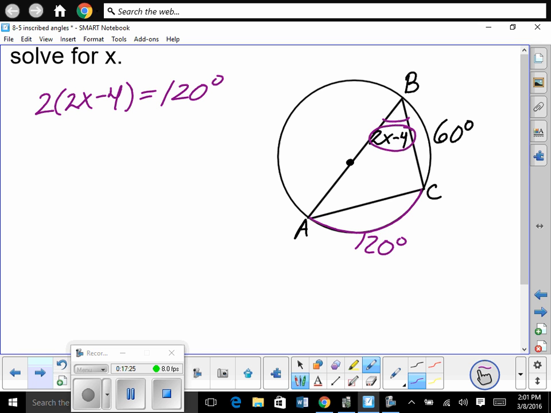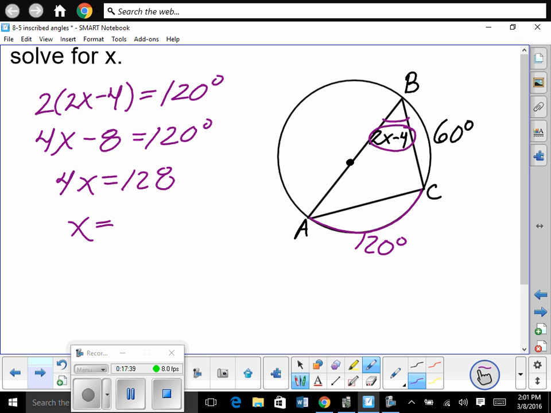Yes? Okay, sweet. So then I'd multiply it in. 4x minus 8 is equal to 120. Are we all good? Yes. We'd add 8, so we have 4x is equal to 128. We divide by 4, you tell me. What's that? 32. Anybody else get 32 degrees?